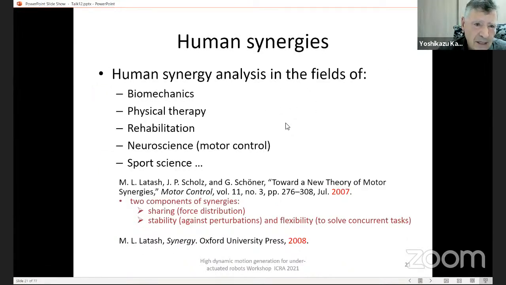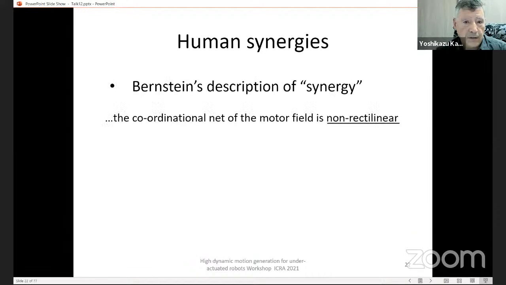And in fact, synergy analysis is used a lot in the fields of biomechanics and physical therapy, and these are some recent studies. Professor Latash is especially well known in these studies.